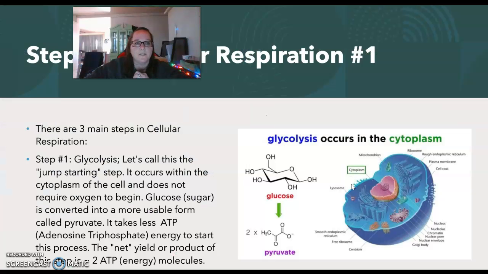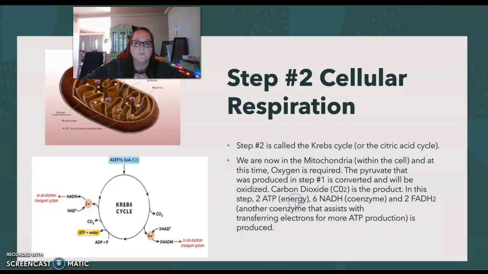There are three main steps in cellular respiration, shown here in this diagram. Step 1, glycolysis. Let's call this the jump-starting step. It occurs within the cytoplasm of the cell and does not require oxygen to begin. Glucose, or sugar, is converted into a more usable form called pyruvate. It takes less ATP, energy, to start this process. The net yield, or product of the step, is 2 ATP molecules.